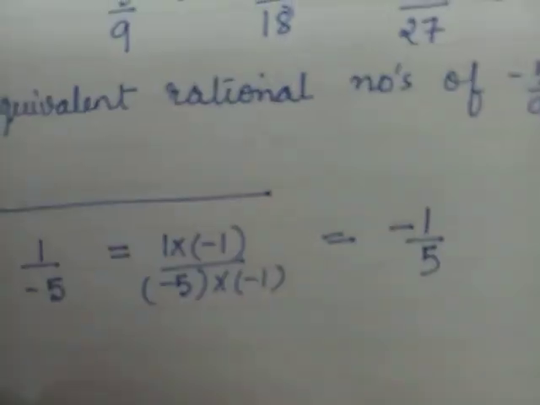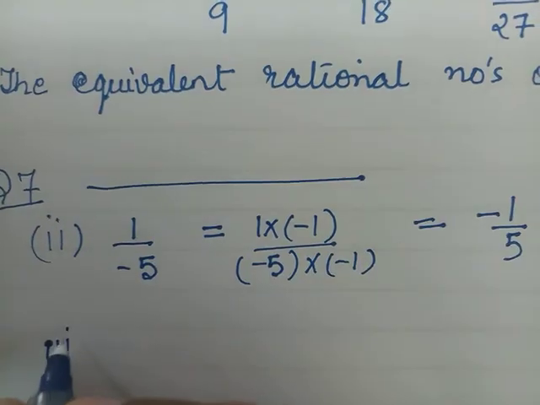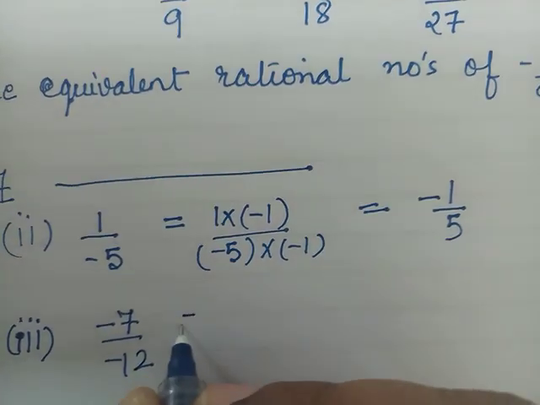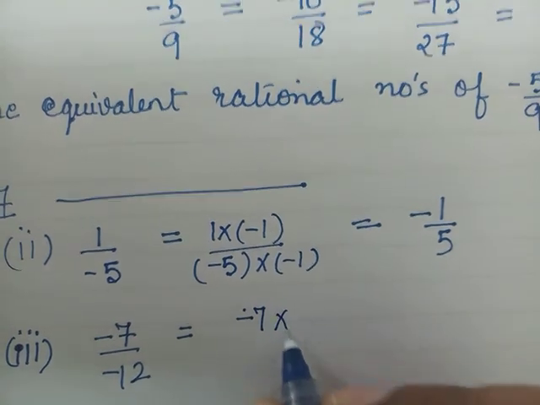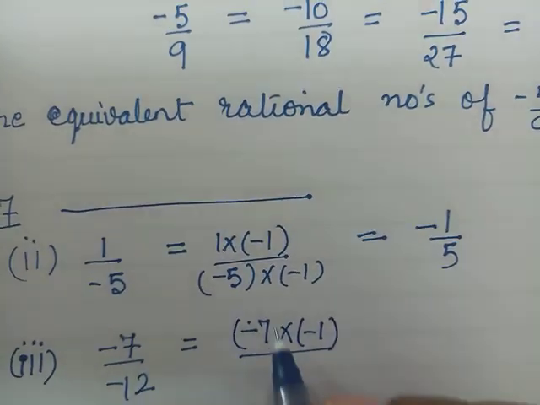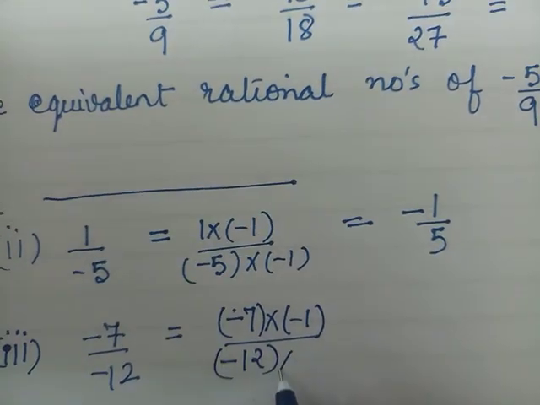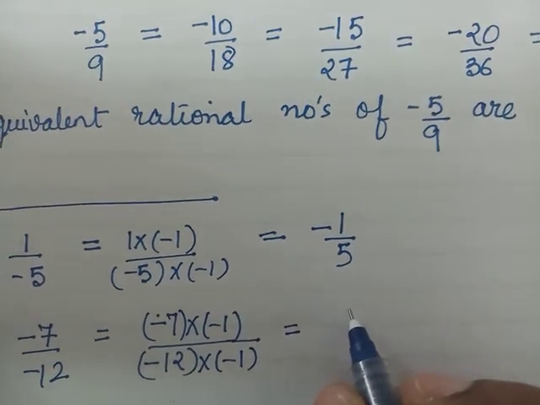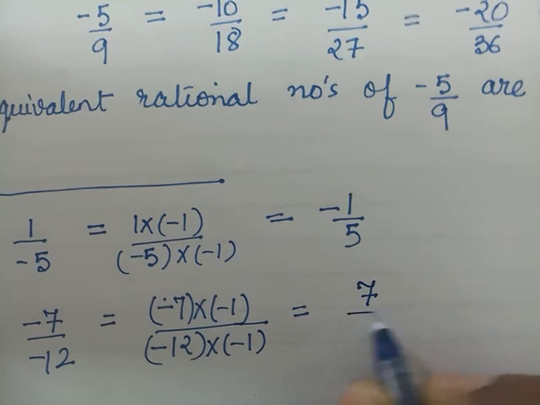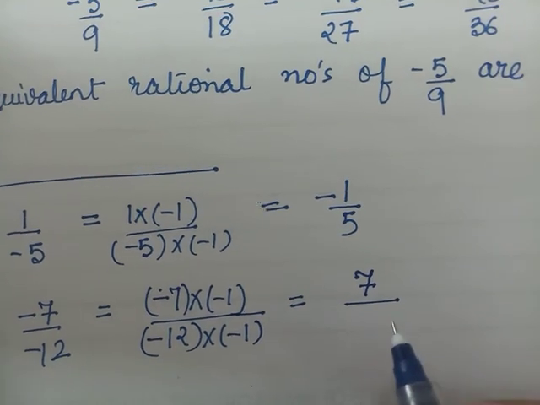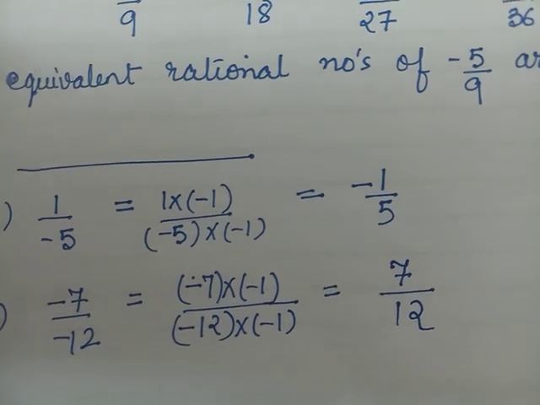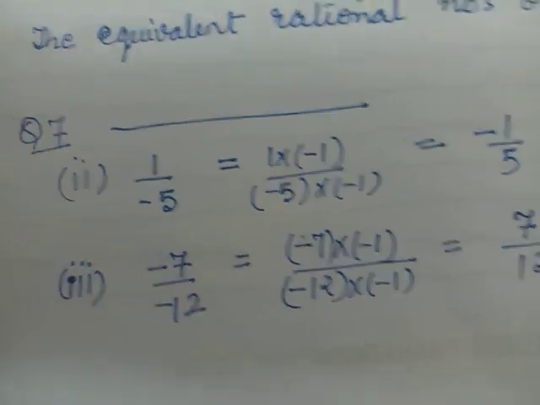Okay, then I come to question number 7, third part. The question is minus 7 upon minus 12. So again we multiply by minus 1 and convert into positive. Minus 7 into minus 1 will give you 7, ones are 7, negative sign two times, even times, so it becomes plus. 12 ones is 12, minus minus will give you plus. This way we solve question number 7.